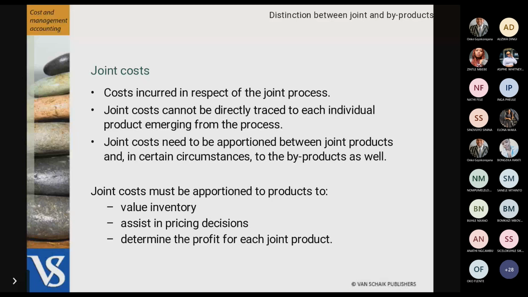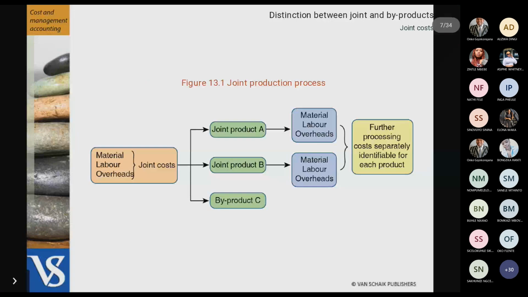For what good purpose? So that we can know the value of our stock. Also it assists us in pricing decisions, because in order to decide on the price, you need to know the cost. It also helps determine the profit for each product, so that we can say sales minus the cost, to arrive at the profit of that particular product.